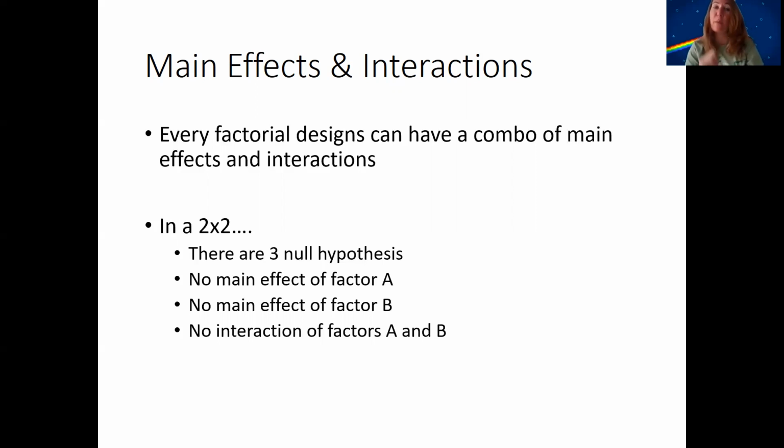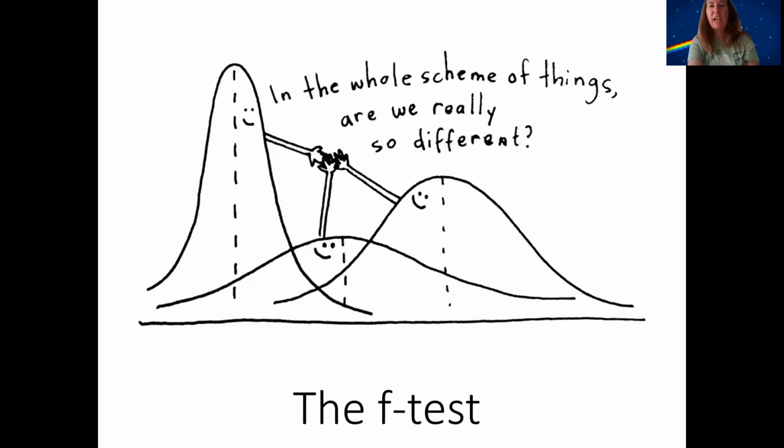If we have a 2x2x2 design, think about that. We would have three independent variables, so we would be testing three main effects, and we would be testing four interactions. So how many null hypotheses would we have? 7. Very good.